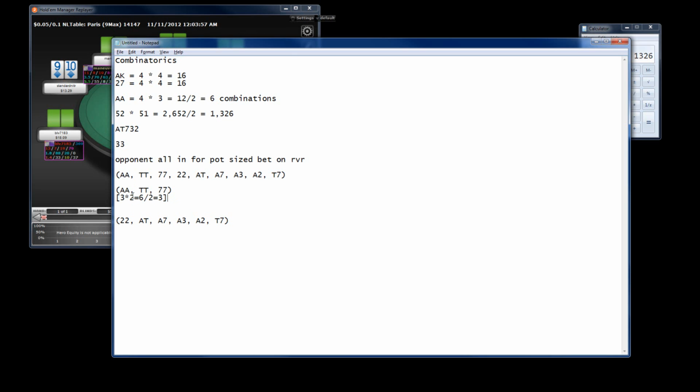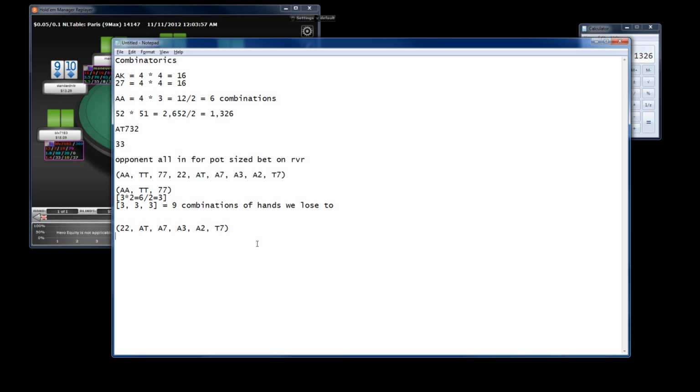So for pocket aces, that means that there's 3 different combinations. And you'll find that if you do that with pocket 10s and pocket 7s, you'll find 3 combinations for each of those. So the answer here is going to be 3 combinations, 3 combinations, and 3 combinations. And that's going to equal 9 combinations of hands we lose to. So that's 9. I mean, seems like quite a bit. Let's check out the hands that we currently beat.